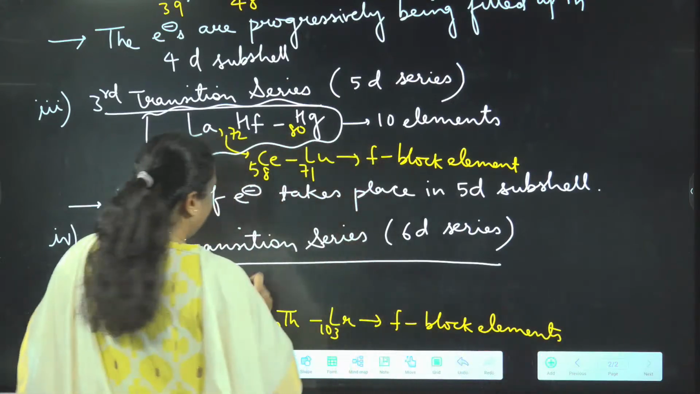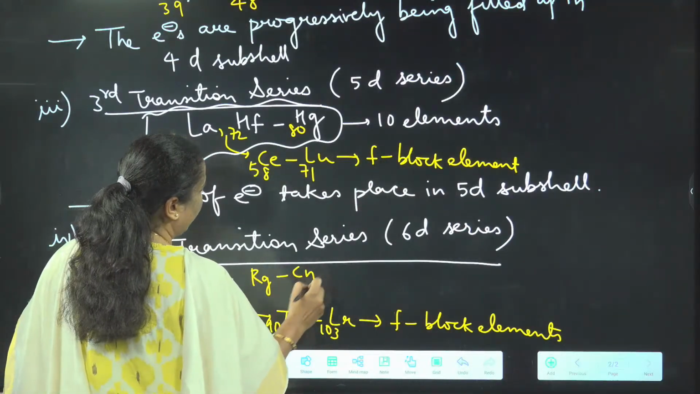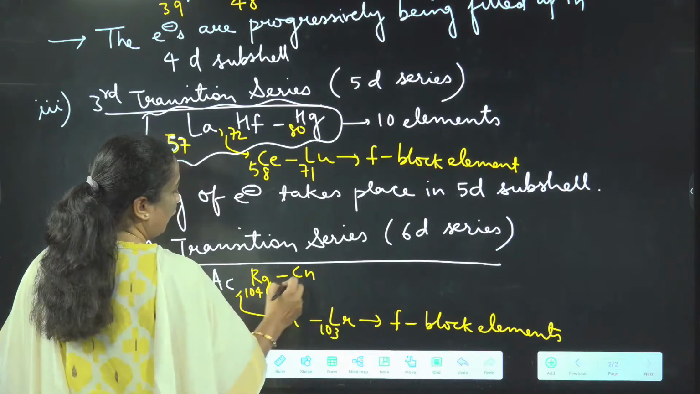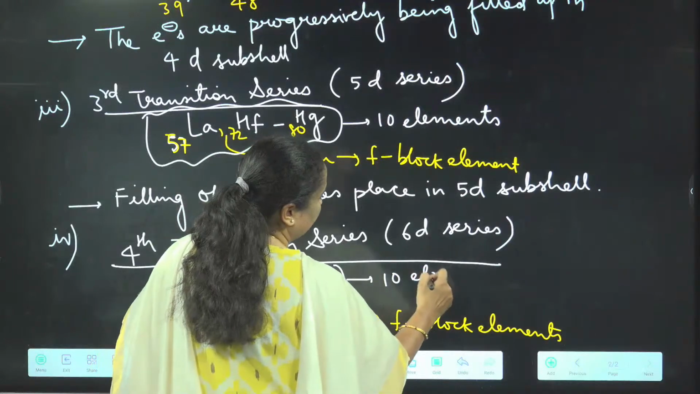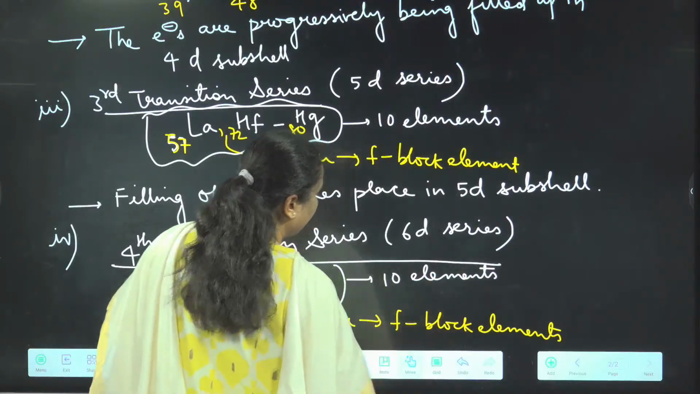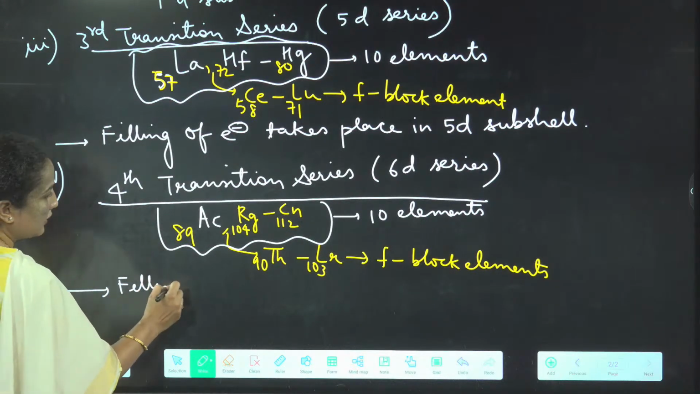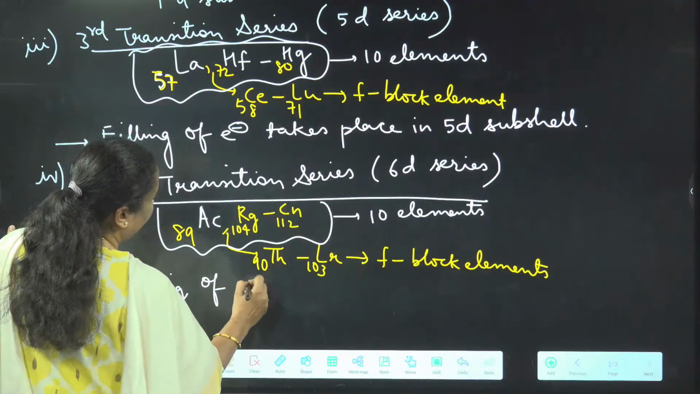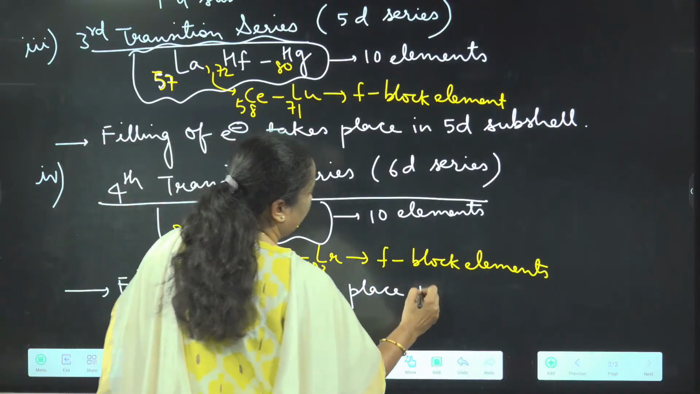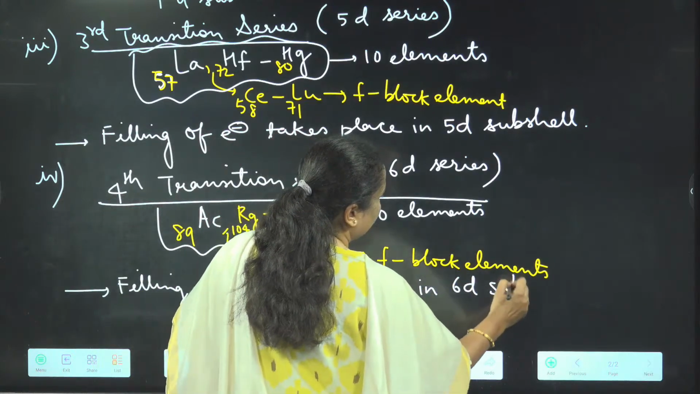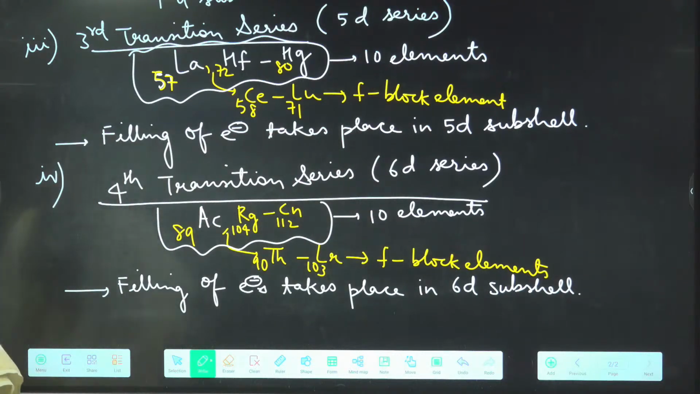right? And after that what is there? Basically you are having roentgenium to copernicium. So this is 104 to 112. Basically these are the 10 elements which constitute this 6D series. So we can say that filling of electrons takes place in 6D subshell, right? So please make a note of it, all of you.